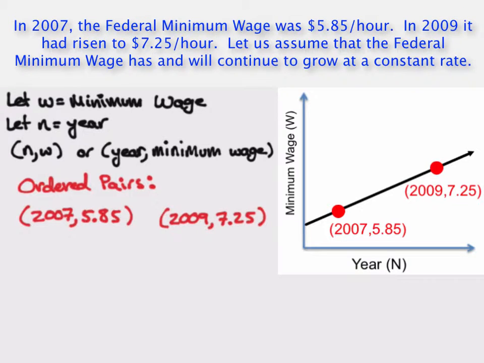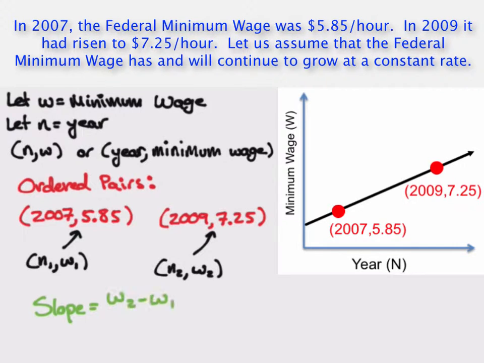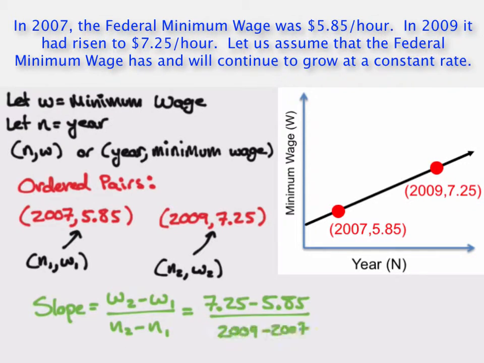Now that we've got two ordered pairs, we can go ahead and find the slope for our linear equation. All right, so we found our slope to be 0.7 or 7/10. But what does this mean? What does the slope of 0.7 or 7/10 mean?